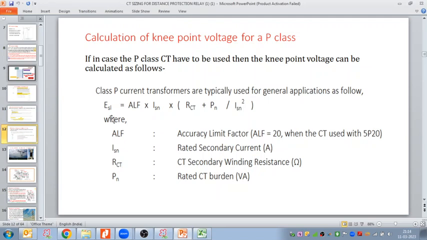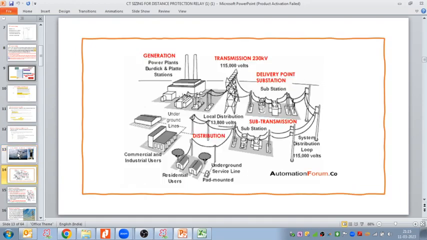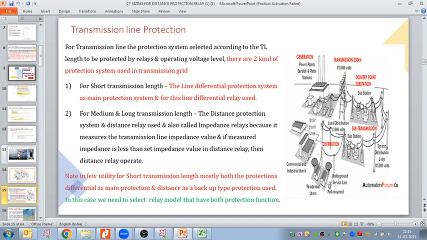So this is all we discussed yesterday, and now we are entering into the CT sizing calculations for transmission line protection relays. We discussed what kind of protection relay we use. Briefly, even though we will discuss all this in the protection module, just for the relay selection we are discussing this point. Based on the transmission line length and the transmission line operating voltage, we need to select the relay for the transmission line.